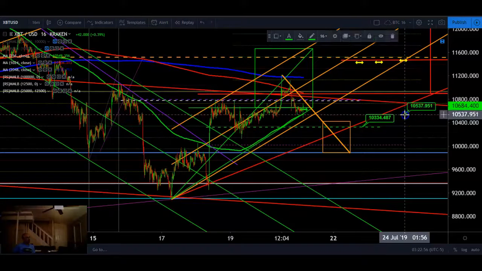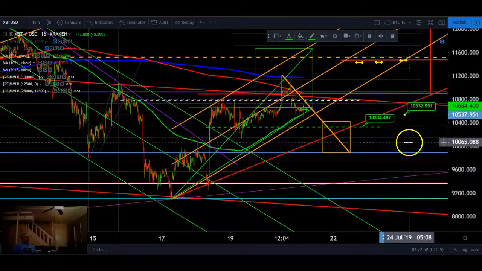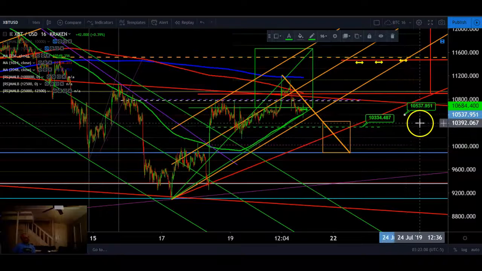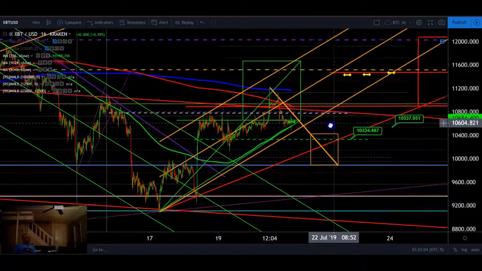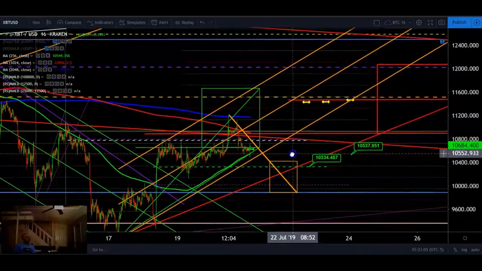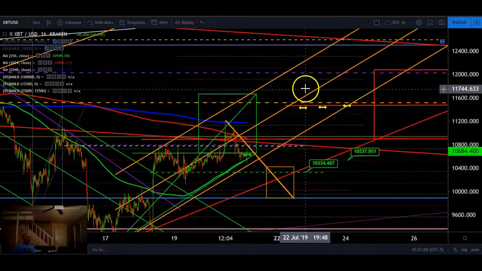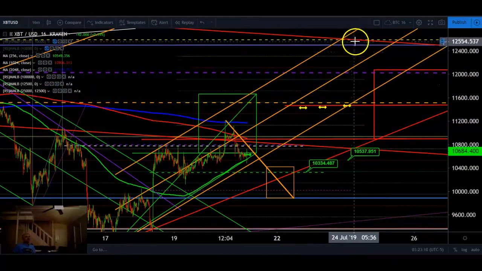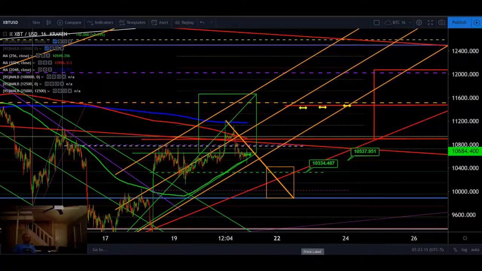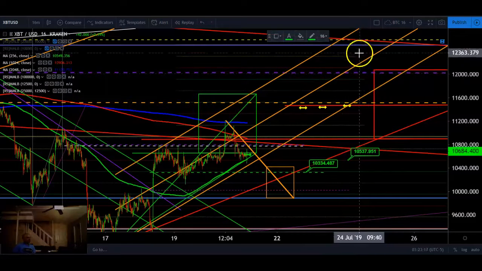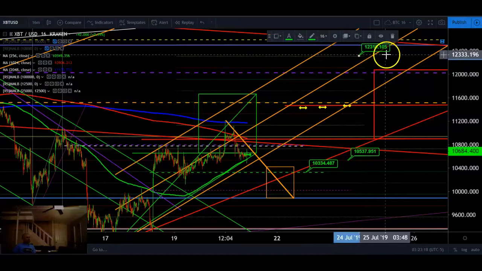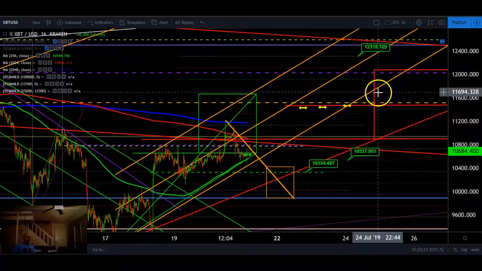This is 10.530 or so, call it 10.5. And then if we want to know where our sell targets are for the next round, man, they could be anywhere up here. I mean, you wouldn't really be greedy. I mean, you could be kind of greedy at 12.3, but it's logical.